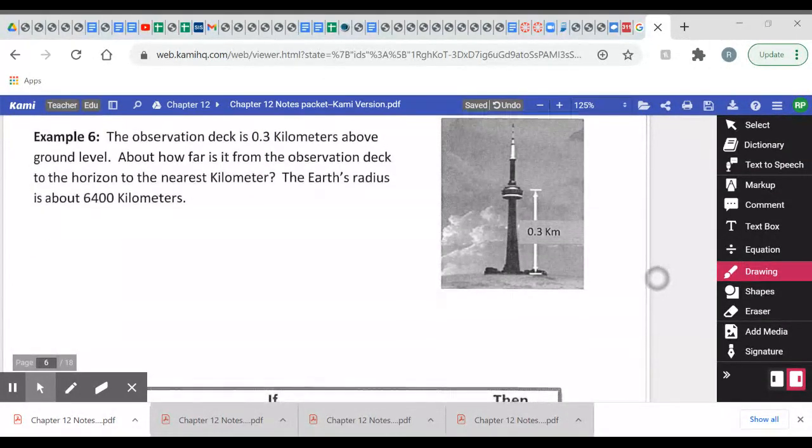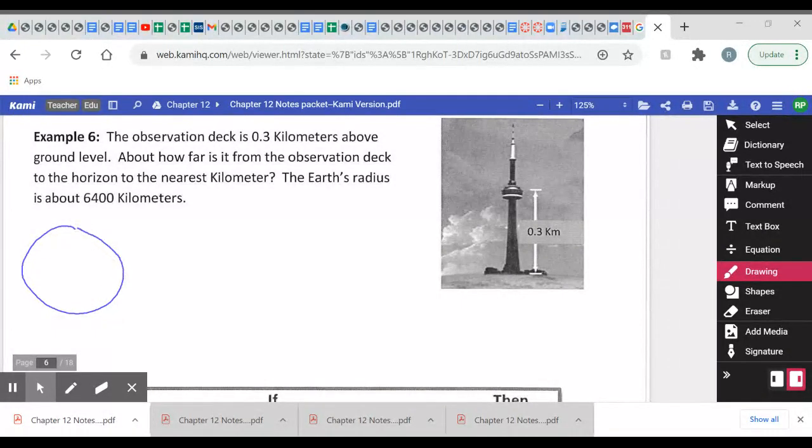All right, here we go. Next page. If you look at this picture, it says the observation deck is 0.3 kilometers above ground level. How far is the observation deck to the horizon? To the nearest kilometer, and the Earth's radius is about 6,400 kilometers. So I think it is very helpful on one like this to draw a picture.